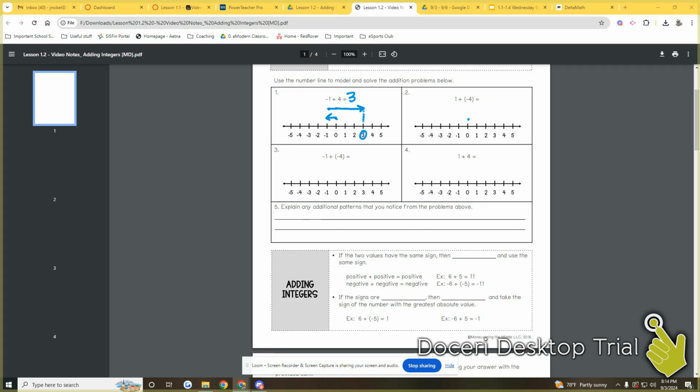All right, number 2, 1 plus -4. So we're going to start at 0, go right 1 because we start at positive 1. Then we're going to start where we ended there for plus -4. That's going to go left 1, 2, 3, and 4. So my answer is -3.